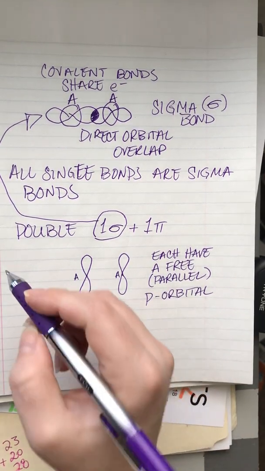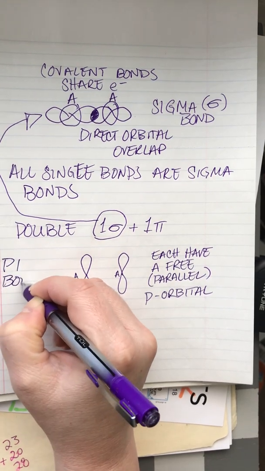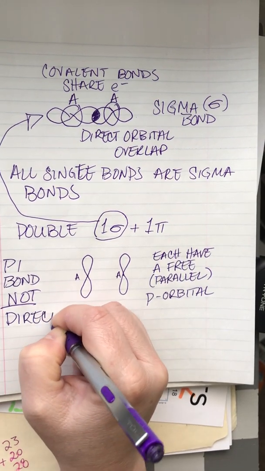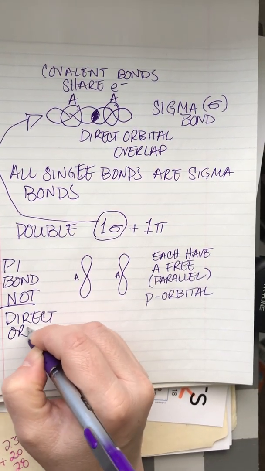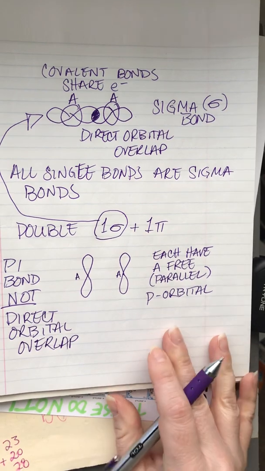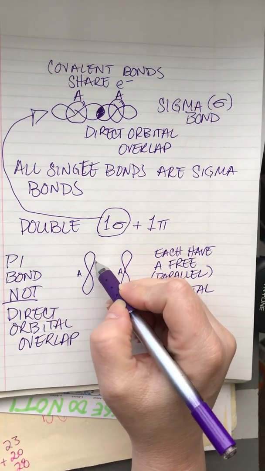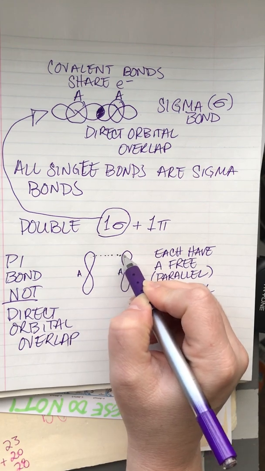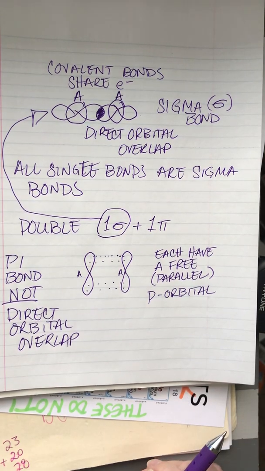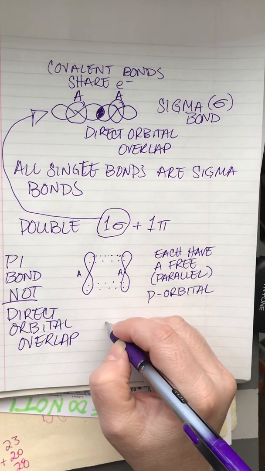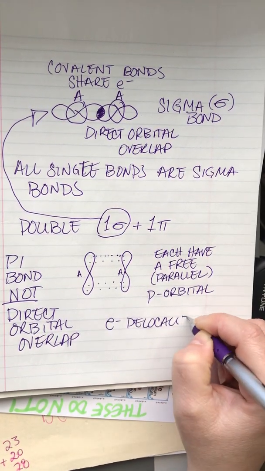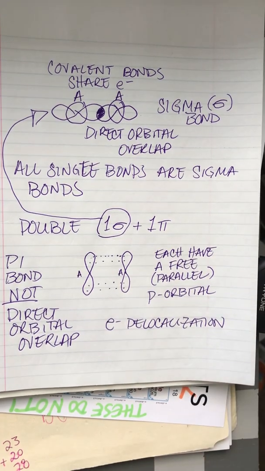So what you get in a pi bond is not direct orbital overlap, right? Instead, what you get is these p orbitals that electrons are able to hop between, right? So this allows for electron delocalization, right?